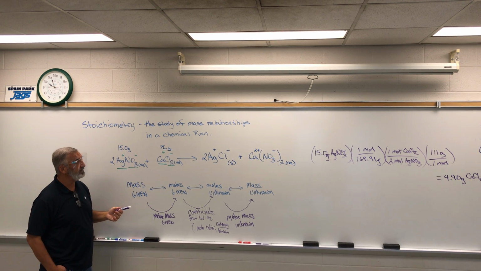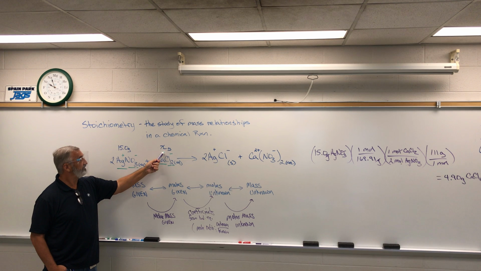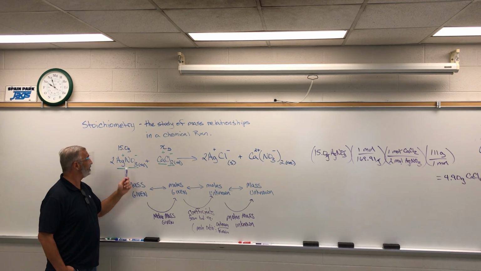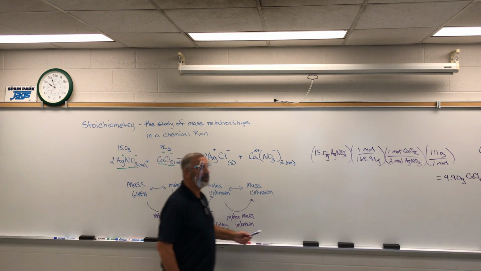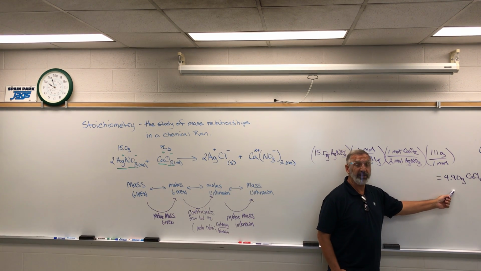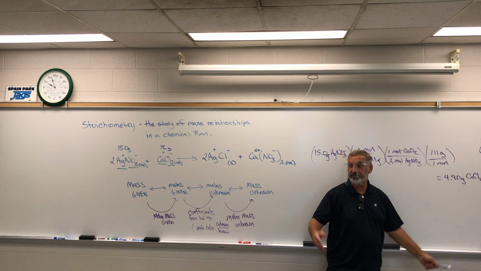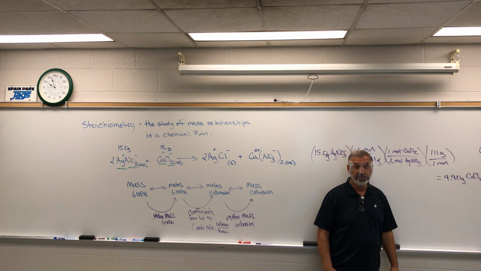Now, what would happen if I put 15 grams of calcium chloride in there with 15 grams of silver nitrate? Okay? You'd have excess calcium chloride. How much excess? 11.1, right? 15 minus the 4.9. Only 4.9 are going to react. The other is just going to stay in the solution. It's going to be excess.